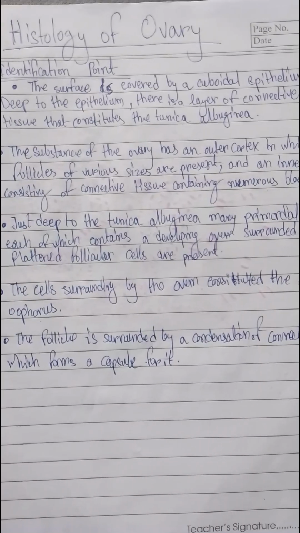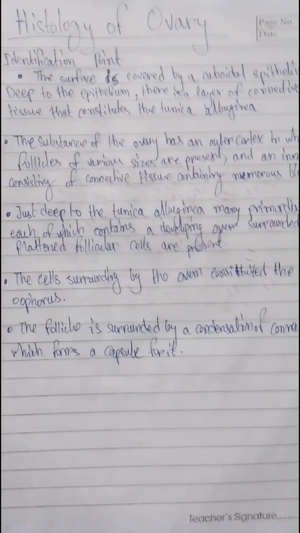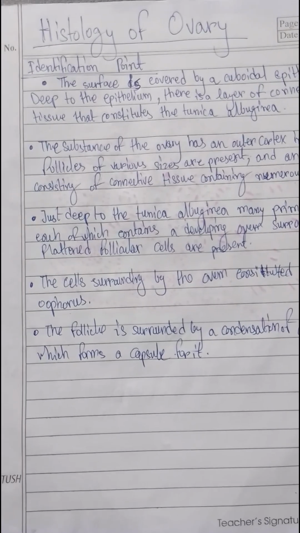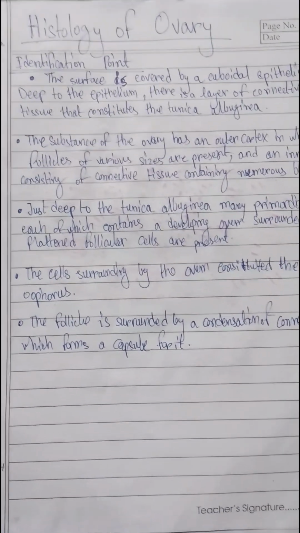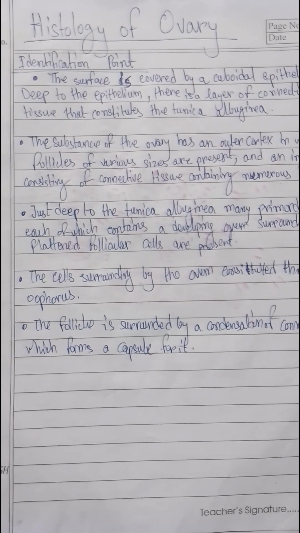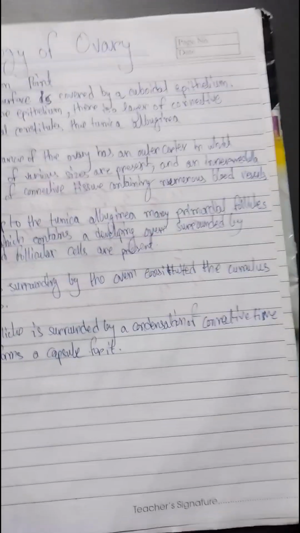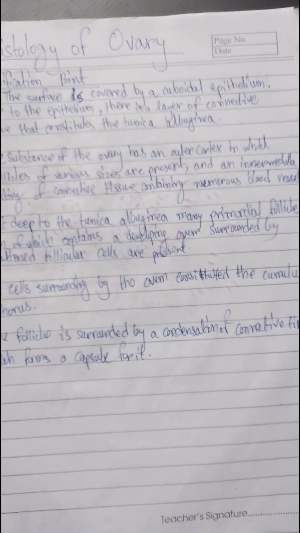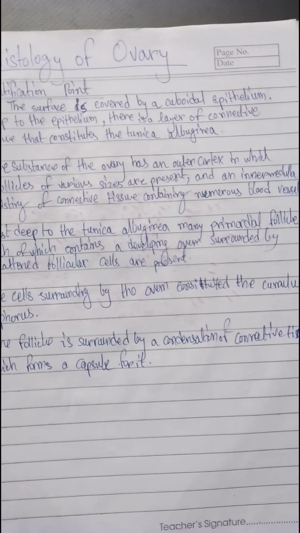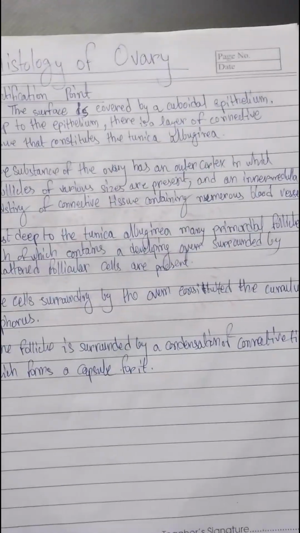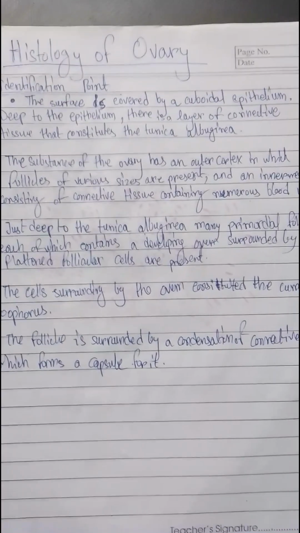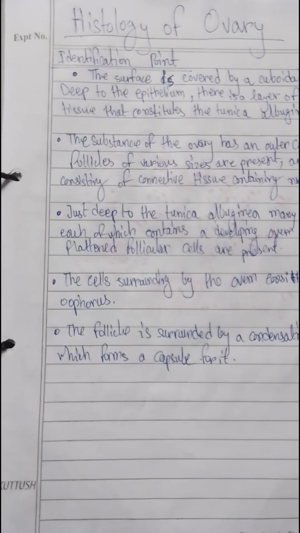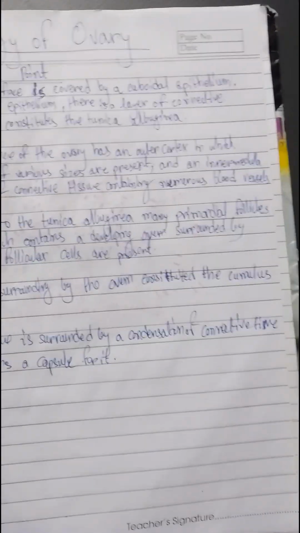Just deep to the tunica albuginea, many primordial follicles are present, each of which contains a developing ovum surrounded by flattened follicular cells. The cells surrounding the ovum constitute the cumulus oophorus. Cumulus oophorus, it covers the cells of the ovum. The follicle is surrounded by a condensation of connective tissue which forms a capsule for it.